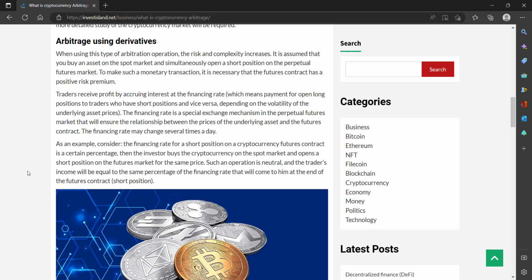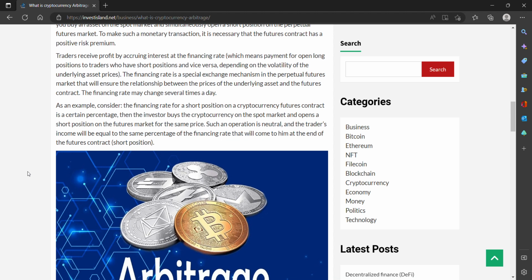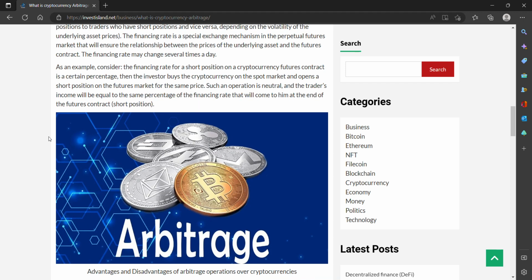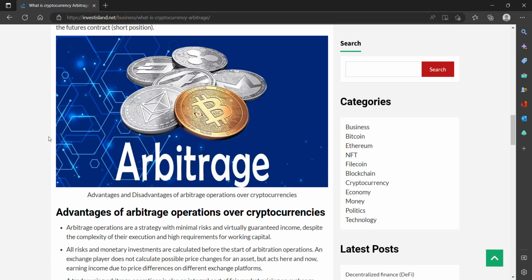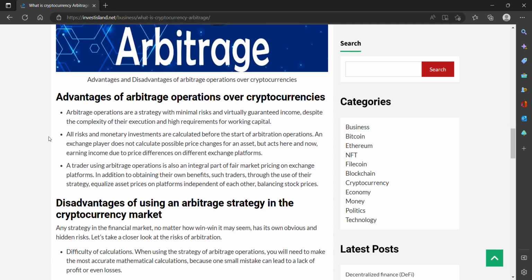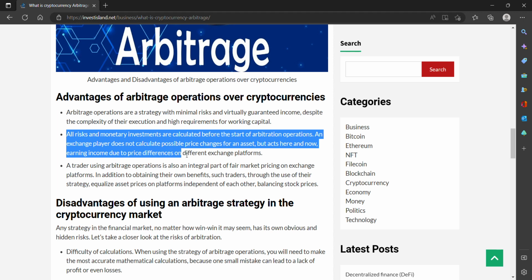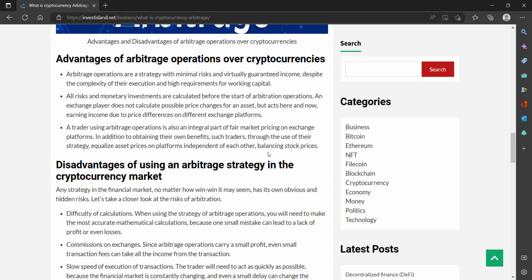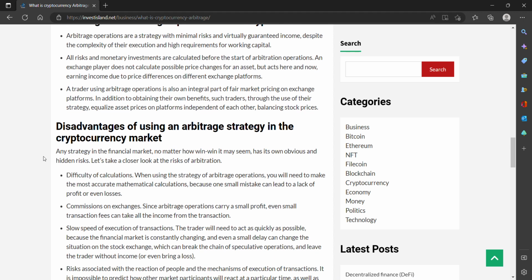Advantages of arbitrage operations over cryptocurrencies: arbitrage operations are a strategy with minimal risks and virtually guaranteed income. Despite the complexity of their execution and high requirements for working capital, all risks and monetary investments are calculated before the start of arbitrage operations. An exchange player does not calculate possible price changes for an asset, but acts here and now, earning income due to price differences on different exchange platforms.